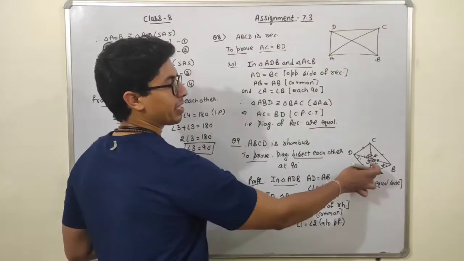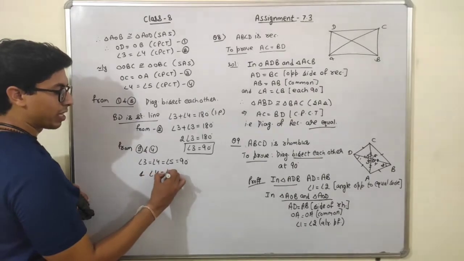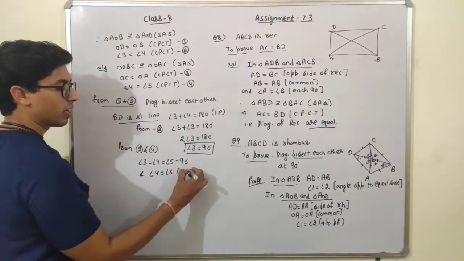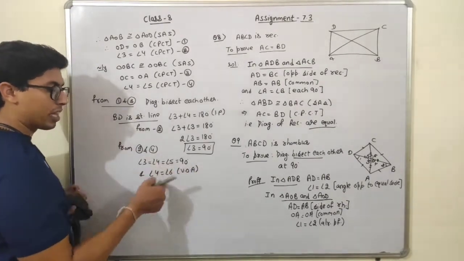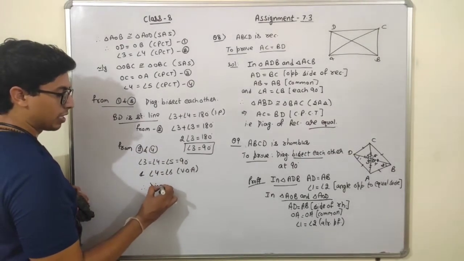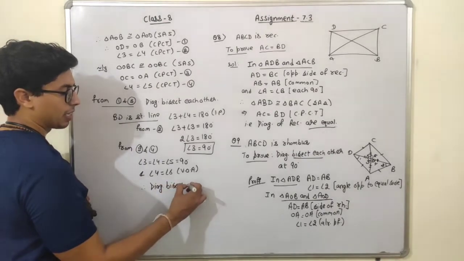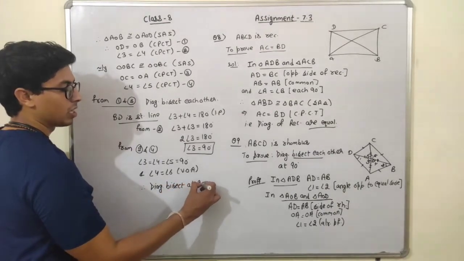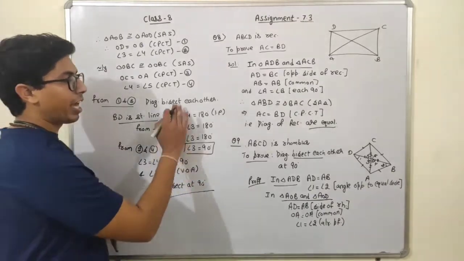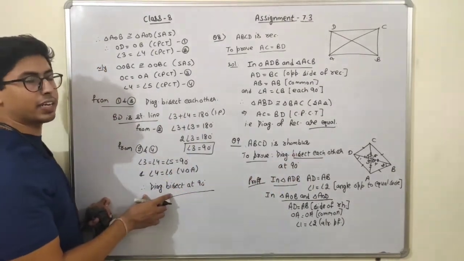Similarly students, I can say that angle 4 is equal to angle 6 because of the vertically opposite angle. That means all the angles are of 90 degrees. Therefore, diagonals bisect at 90 degrees. So students, firstly I proved that diagonals bisect each other. Now I have proved that diagonals bisect at 90.